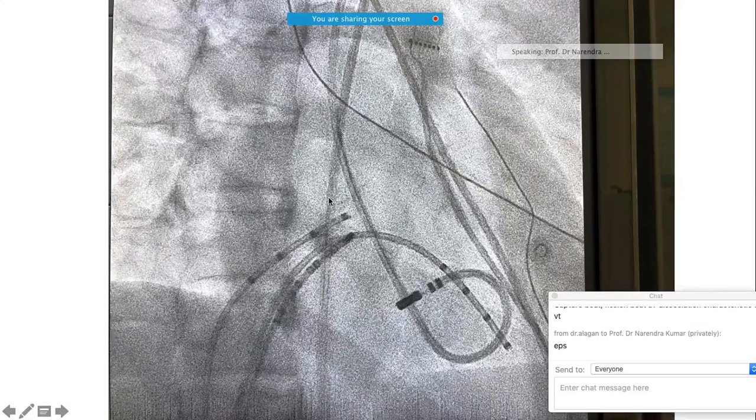So what happens is there are some catheters which are kept over here, right? This is the heart, of course, right? And so what view is it? LAO or RAO? What view is it? If we see, the spine is on the right side of the screen, right? So this is RAO. It should be a lateral view. Sorry?